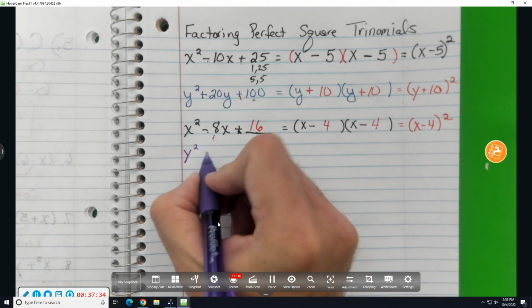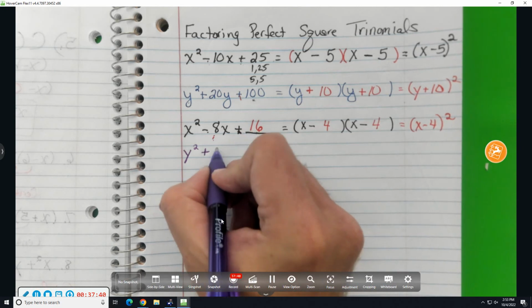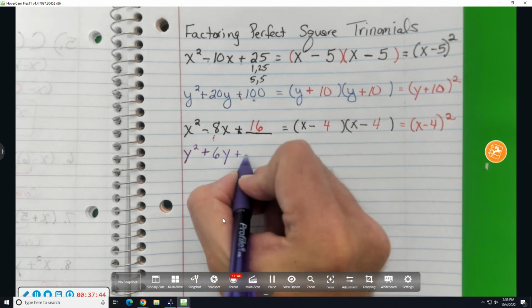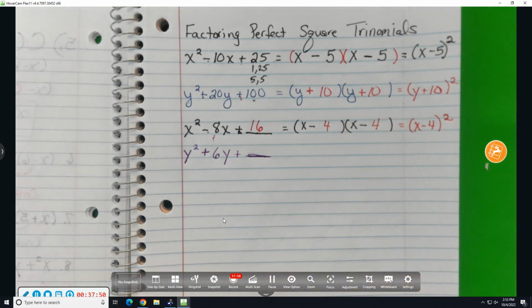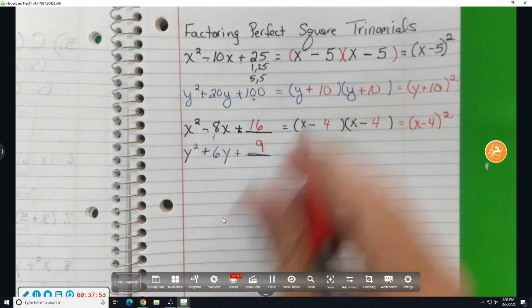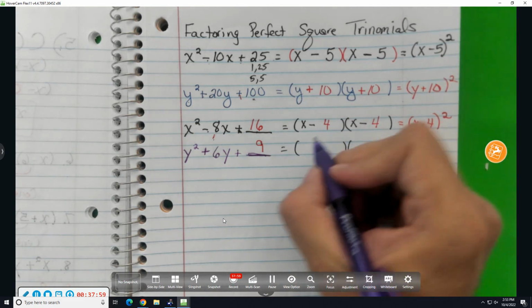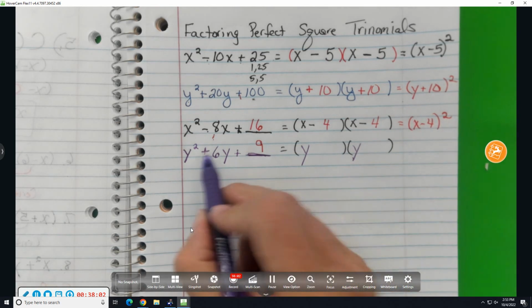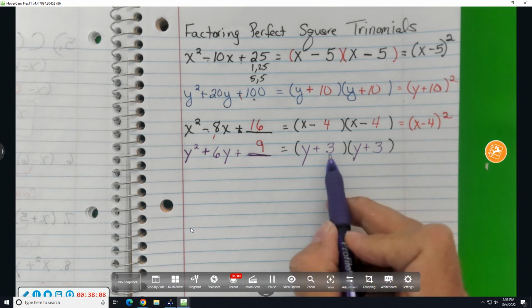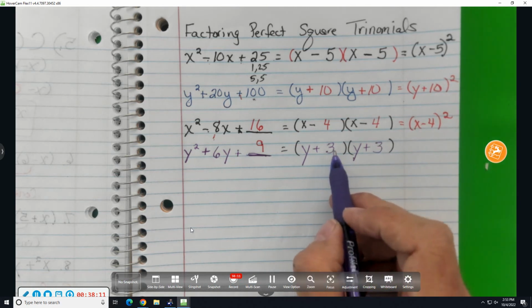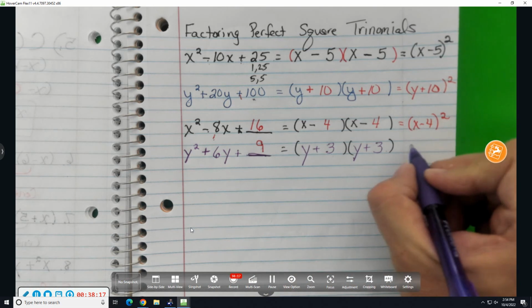What about this? y squared plus 6y. What perfect square would need to go right here? 9. If I put a 9 there, would it factor as a perfect square? Yes. It would be y and y. What about the signs? Both of them were plus. And if it's 3 and 3, that would make sense because 3 plus 3 is 6 and 3 times 3 is 9. Perfectly said. 3 times 3 would give us 9, 3 plus 3, 6.